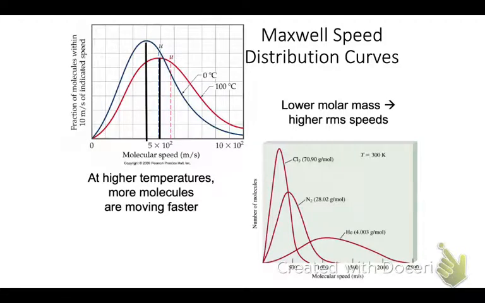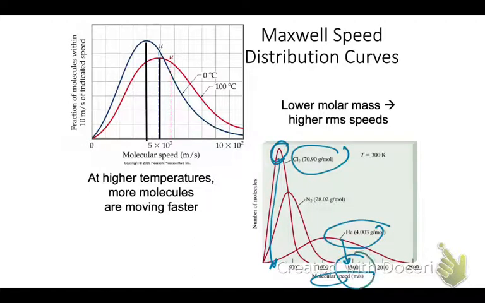The next distribution is at the same temperature, everything at 300 Kelvin. However, I have different molecules. I have chlorine, nitrogen, and hydrogen. Three different gases. The difference between them is in the molar mass. Chlorine is the heaviest, so most of it has what kind of speed? Low speed. While hydrogen is very light, so most of it is at high speed. Again, the x-axis is the molecular speed.